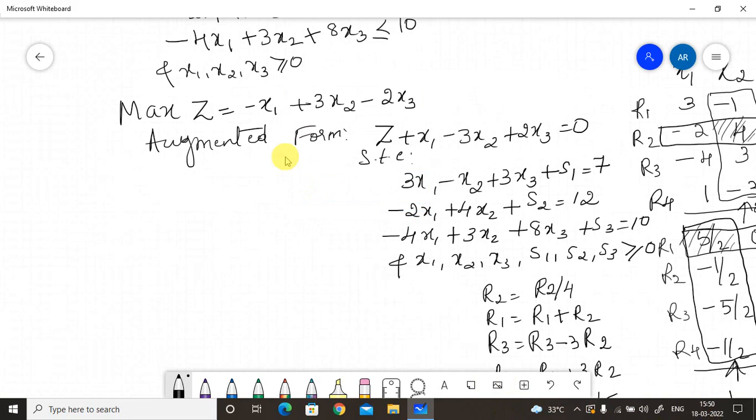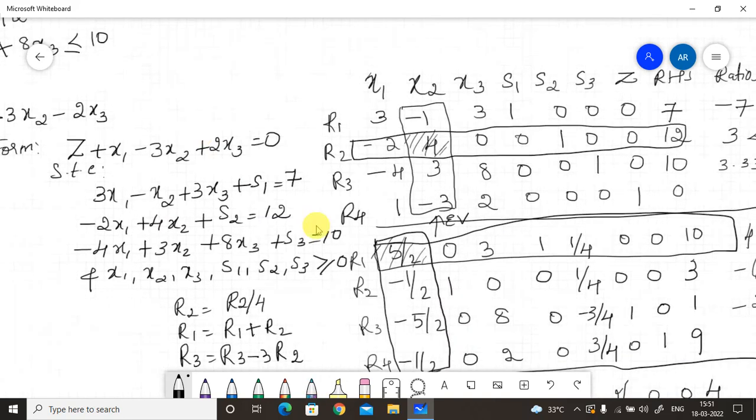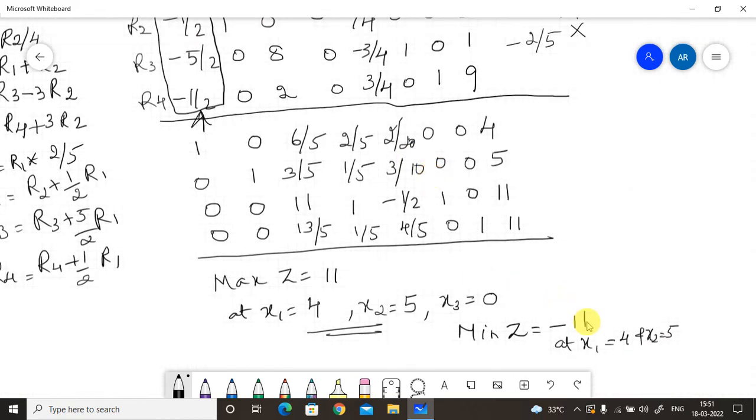We have the value of z, right? Min z is equal to x1 minus 3x2 plus 2x3. Okay, so what is the value of z here? Minus 11, right? So minus 11 equals, what is the value of x1? 4 minus 3 into 5, 4 minus 15. 4 minus 15 will give you minus 11. So LHS is minus 11 and RHS is also minus 11. That means that the values are right, right? So the final optimal solution for minimization z is minus 11 at x1 equal to 4 and x2 equal to 5.